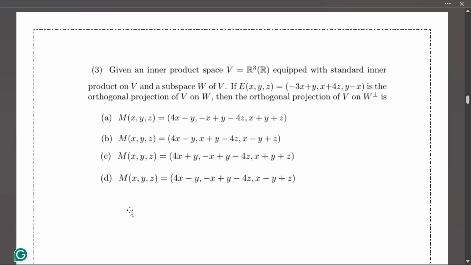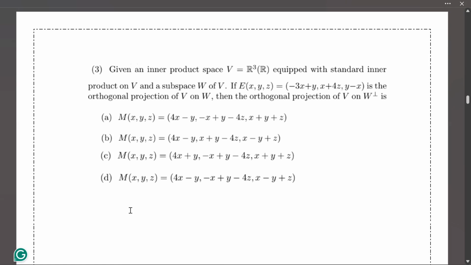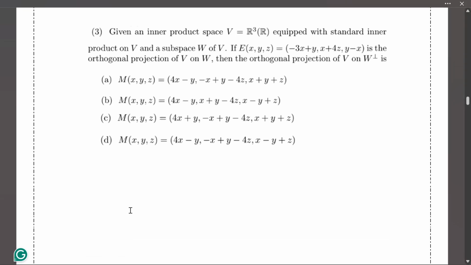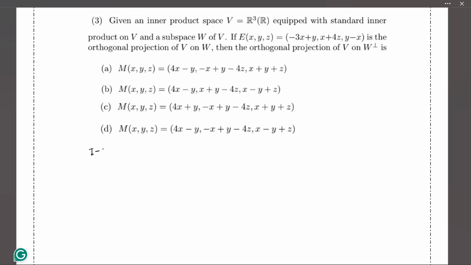Given an inner product space, which is again R3, everything is in R3, equipped with the standard inner product, and a subspace W of V, and let E be the orthogonal projection of V onto W. Then the orthogonal projection of V on W complement, you remember this, I minus E will work. If you remember this, everything is simple. Now it is just calculation.